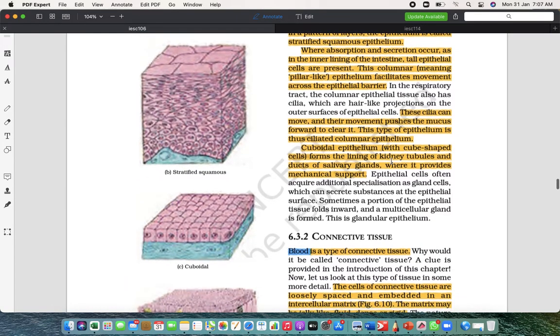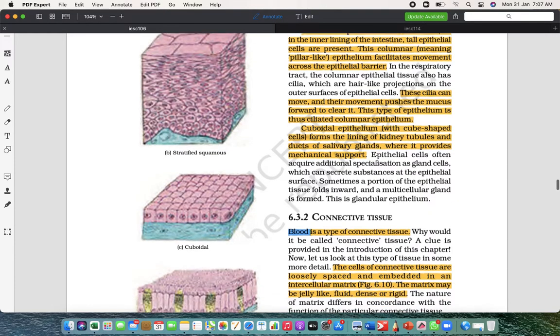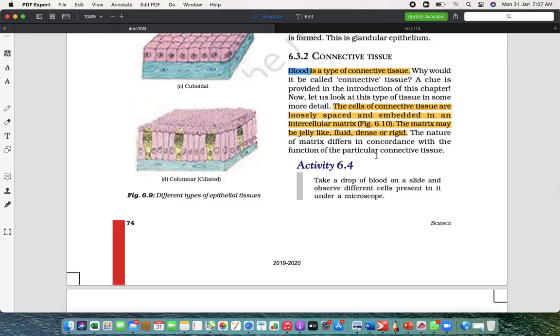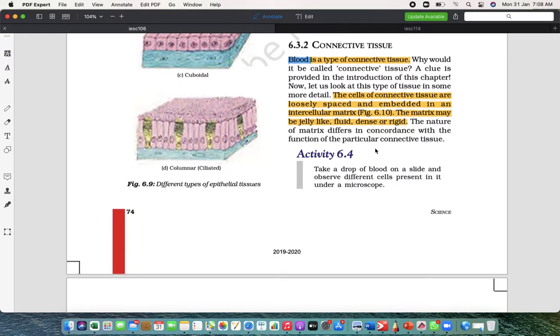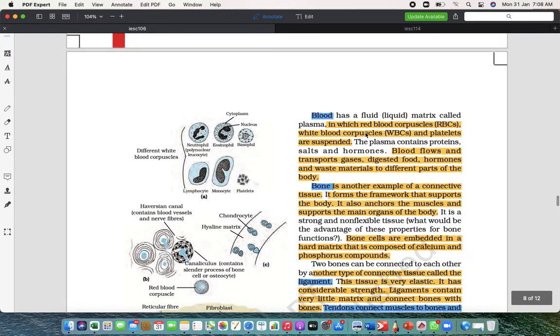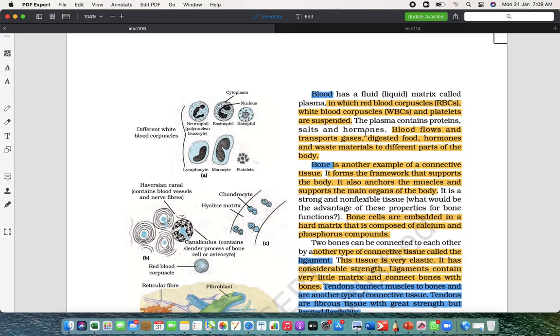Cuboidal epithelial, right? Kidney tubules and salivary glands, they provide mechanical support. Connective tissue is what connects everywhere. So blood is a type of connective tissue. The cells are loosely spaced and embedded in a particular matrix, jelly or fluid or dense and rigid. You know what blood has: plasma, RBC, WBC. Remember the full forms. Blood flows and transports. You know what blood does? Blood can transport food, gases, hormones, and waste material.